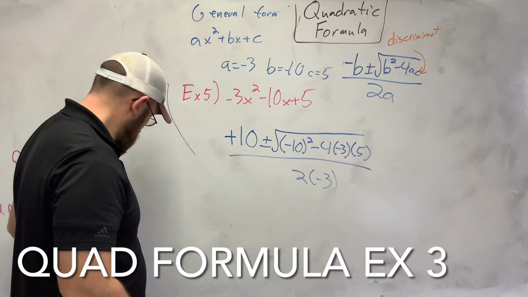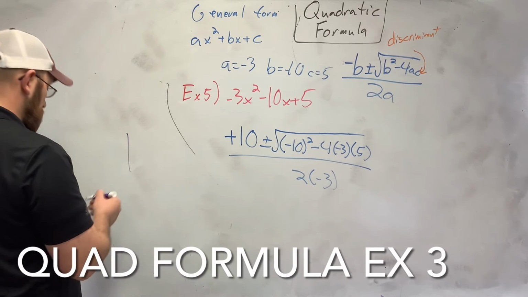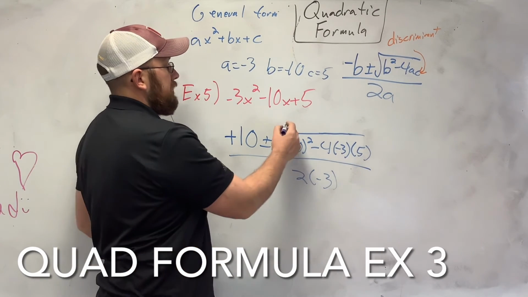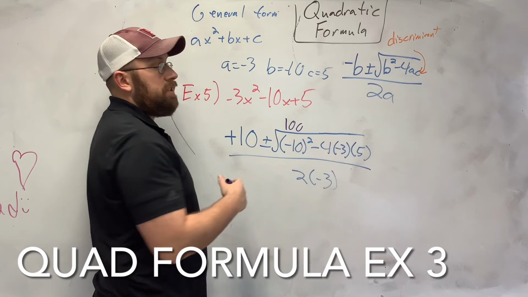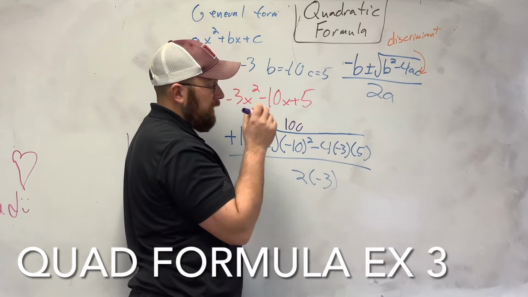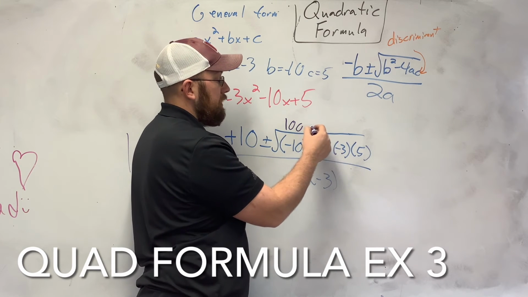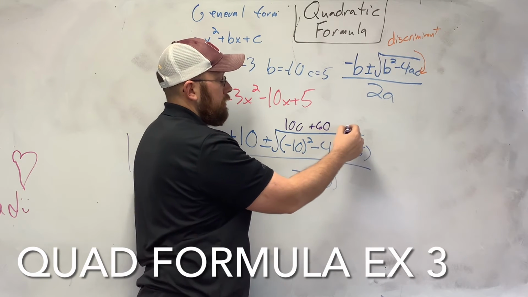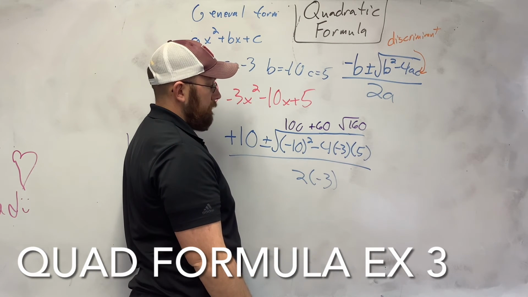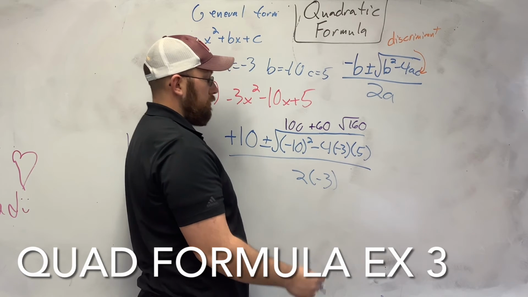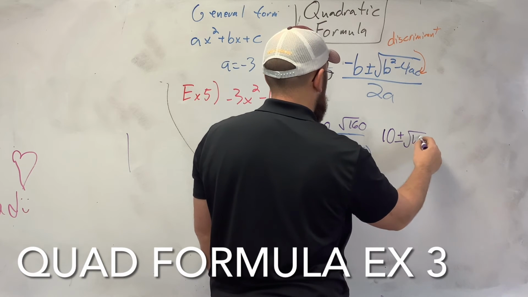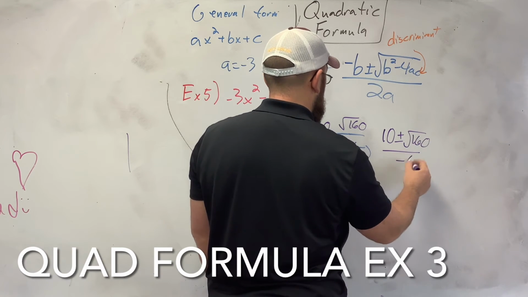Once again, need to find my good purple marker. Do what's in here. So -10 squared is 100. -4 times -3 is 12. 12 times 5 is 60. So I have a square root of 160. So 10 plus and minus the square root of 160 over -6.